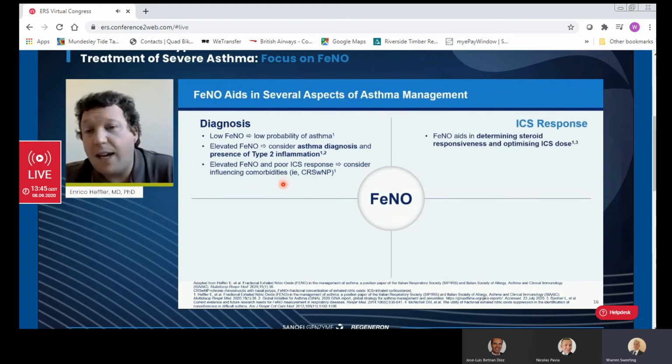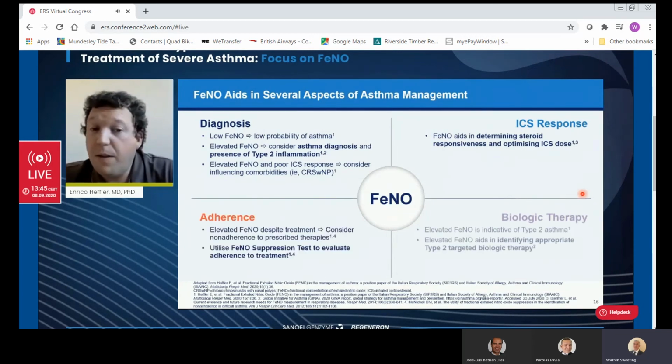Next, the second important aspect is that when a patient is properly diagnosed and put on treatment with ICS, FeNO can be considered one of the biomarkers that can predict steroid responsiveness, and so it can also be useful in optimizing the inhaled corticosteroid dose.